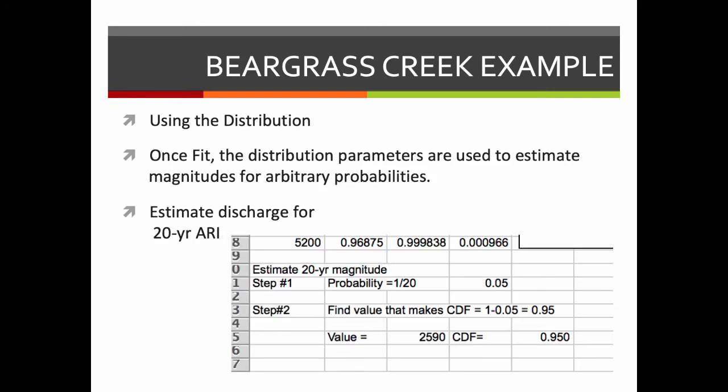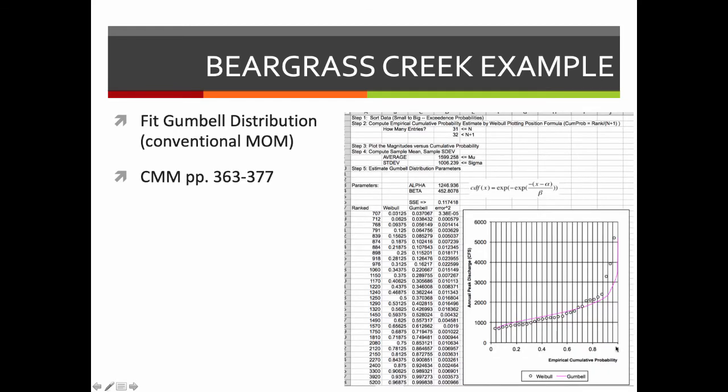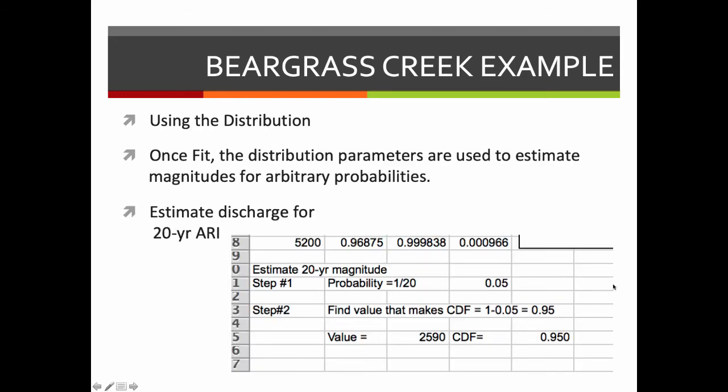Ooh, I'm wrong. So we do 1 over 20, which is 5%. So we want to find the value that makes the CDF equal to 0.95, which is up in here. And the value that makes that true is 2,590, depending on which probability model we've used. And the end statement would be that the 20-year annual recurrence interval of this particular stream is 2,590 CFS.